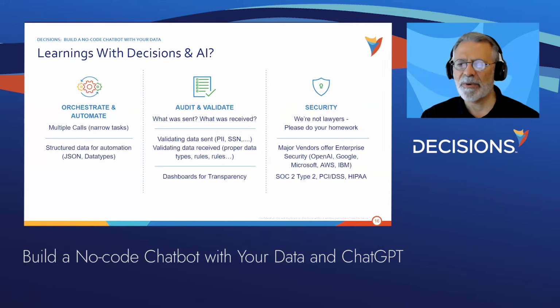And in terms of security, we get a lot of questions. Can you send your data to ChatGPT? Is it safe? What should you do? I will mention that the major vendors all offer enterprise security, so things like SOC 2 Type 2, PCI DSS, HIPAA compliance. But depending on who you're using, you'll need to check for yourself. We can't be your lawyer. We don't know exactly what you're doing. So they all offer it, but be careful and do your homework.